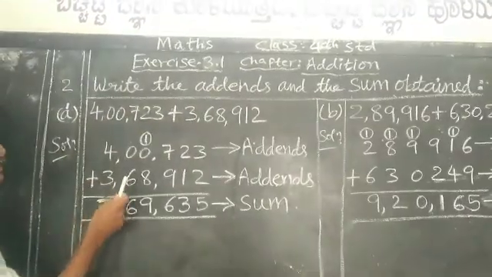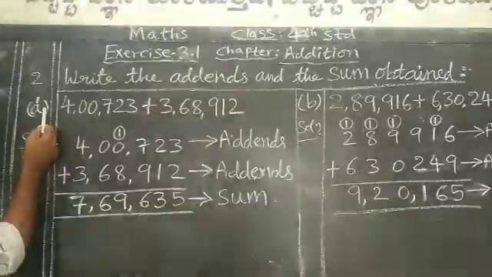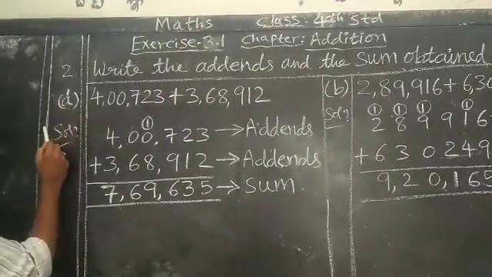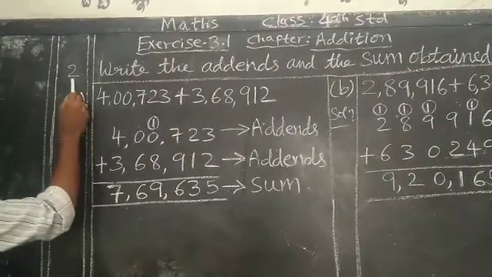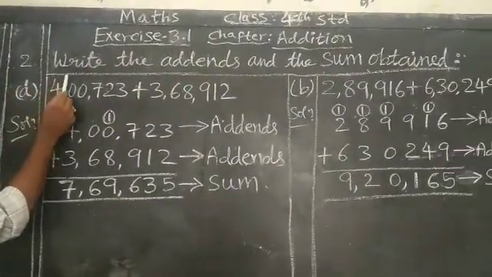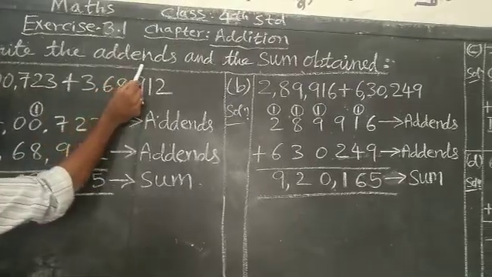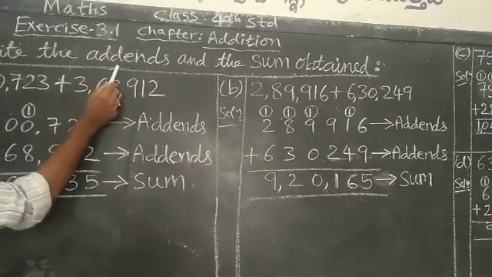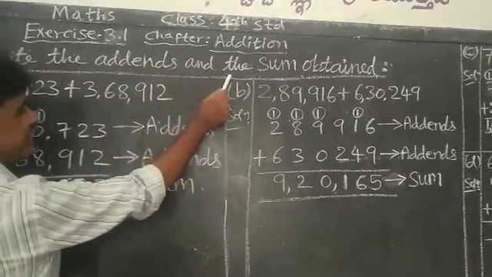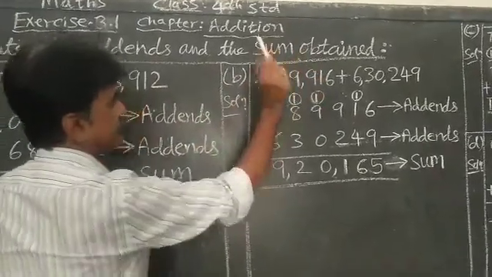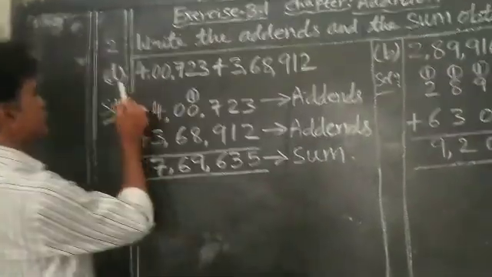First main question we have done. Now we are doing the second main question. See, what is the question asked? Write the addends. This is called addends. Write the addends and the sum obtained. So this is the question.